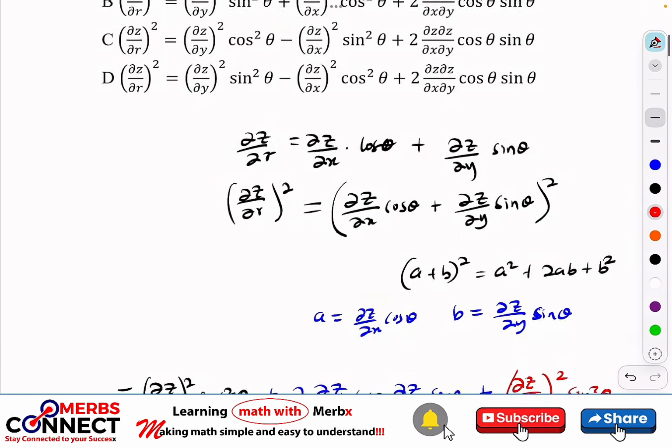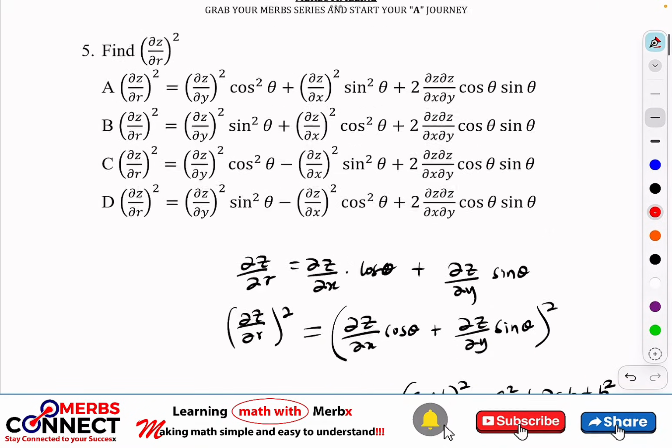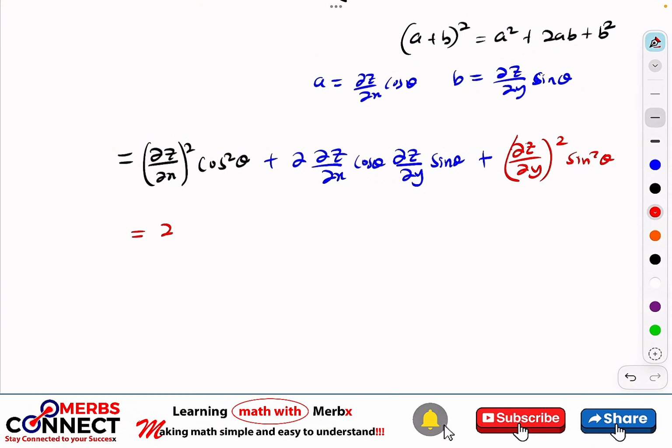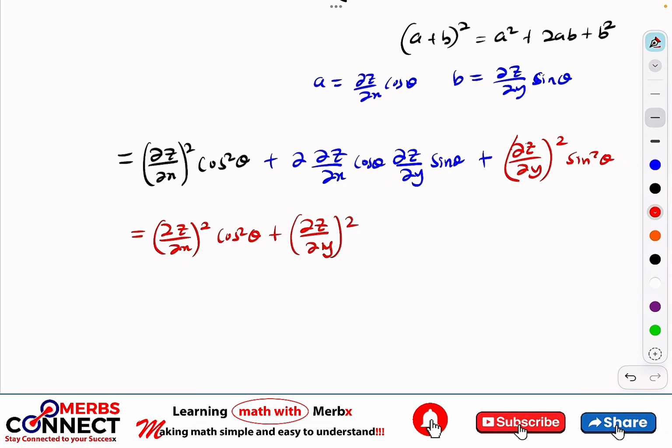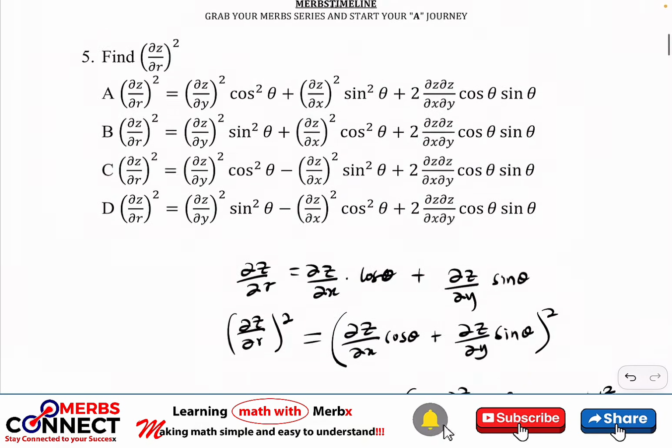So let's go and check it out and see what they had. Okay, they combined some of the functions together. What they did was partial of z with respect to x, all squared, cos squared theta, plus, then they brought this one again, plus partial of z with respect to y, all squared. Then they combined the last one, so this is plus 2 partial of z with respect to x, partial of z with respect to y, sine theta cos theta. So let's go and see.